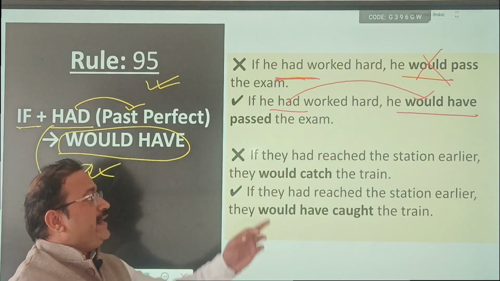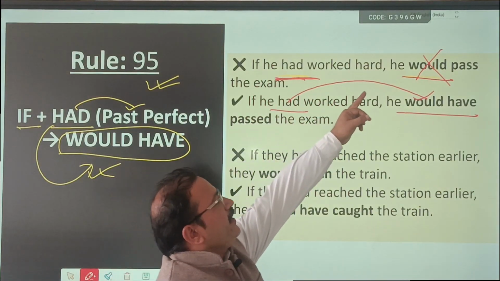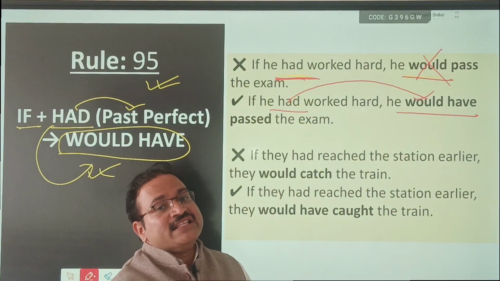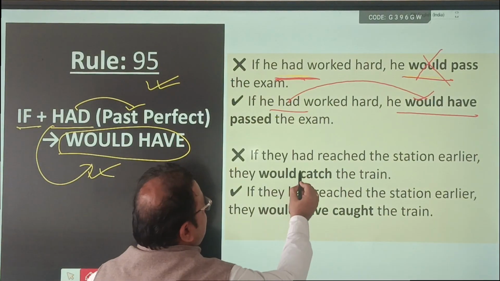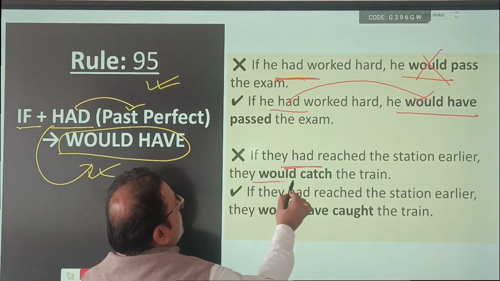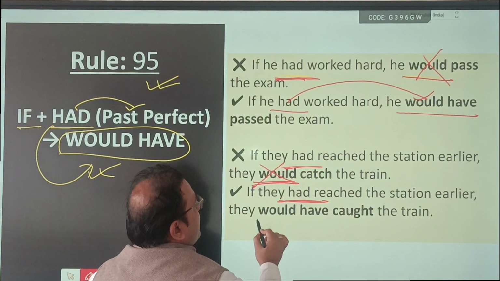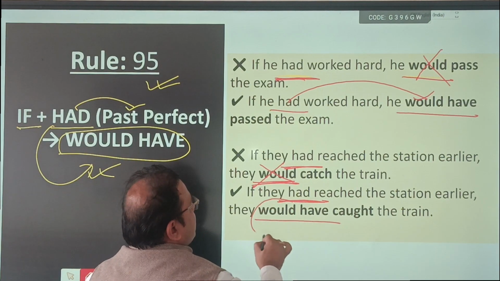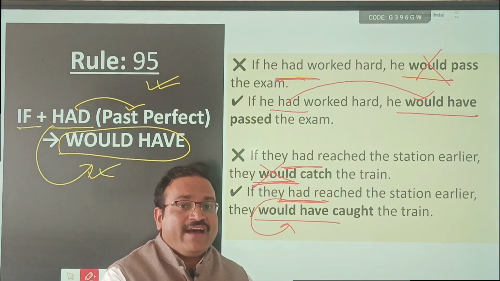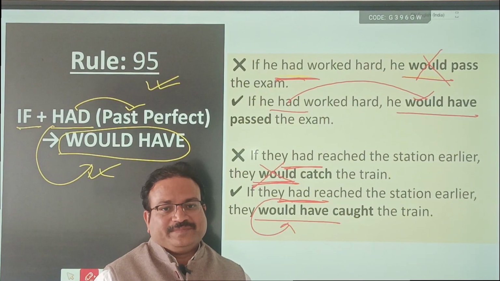Remember, in examination you will get question like this. If he had worked hard, he would pass the exam. Wrong. Had is followed by would have. If they had reached this station earlier, they would catch the train. Wrong, because had is followed by would have when it is a conditional sentence. Had is followed by would have when the sentence is a conditional sentence.